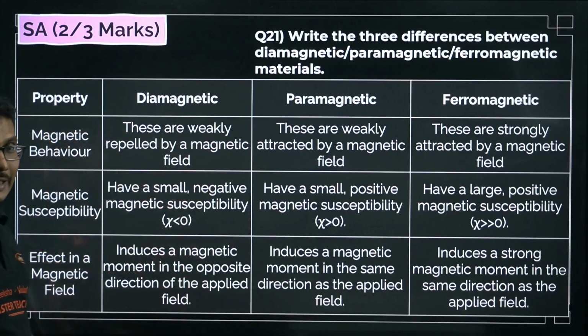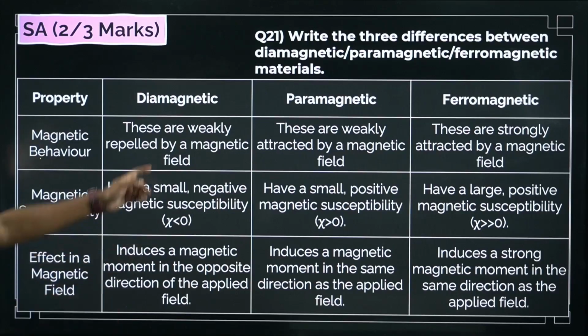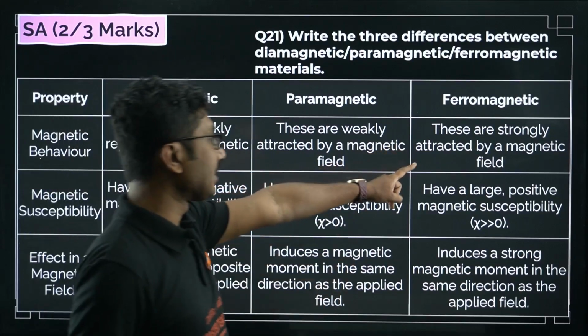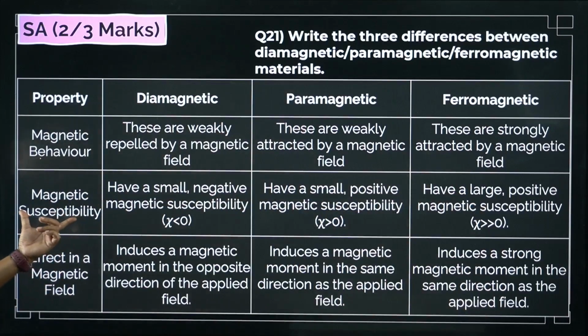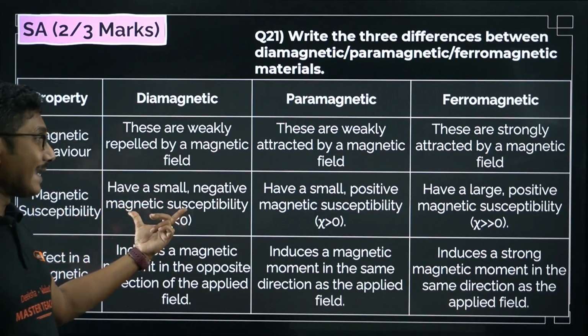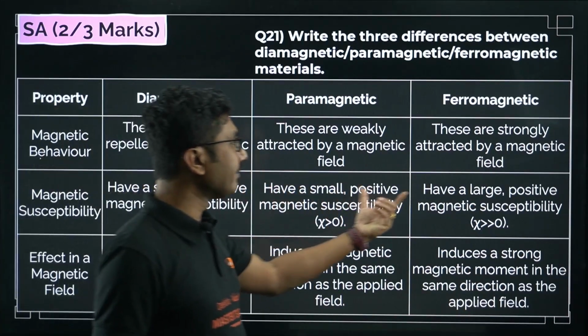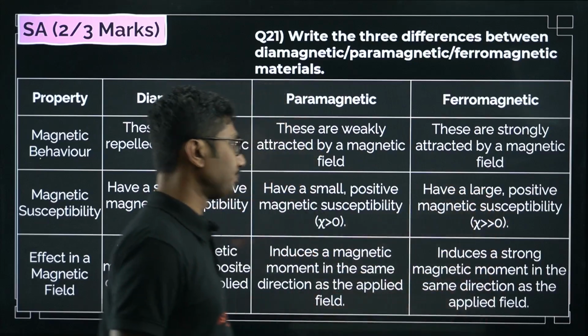So if you take a snapshot of this, or if you download the PDF of this and remember it, obviously the points are very common. First is magnetic behavior, how they behave. So diamagnetic substances are weakly repelled, paramagnetic substances are weakly attracted, whereas ferromagnetic substances are strongly attracted. Magnetic susceptibility is small and negative, small and positive, large and positive.